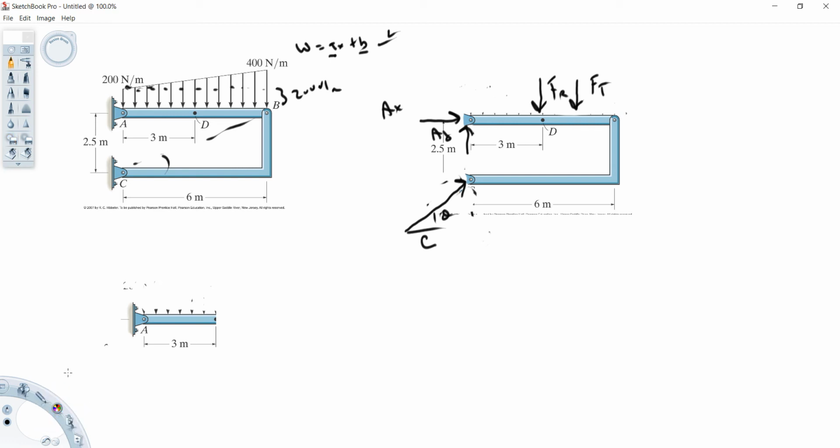All right, so put your reactions at A that we have found earlier. And really, this is gone as well. So you're going to have an AX and an AY. Sorry about the crummy writing. I'm sitting on my couch. Okay, at the end point here, standard internal loadings in their standard directions: a shear, a moment, and a normal. All right, now we've got to deal with this.